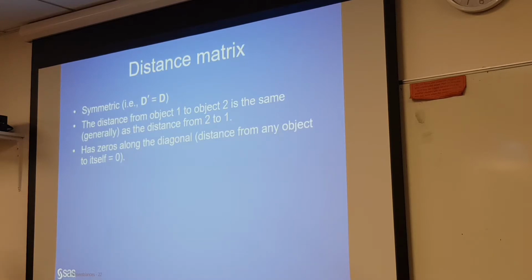The distance matrix has zeros along the diagonal, right? Which means the distance between any object and itself should be 0, which makes sense, right? They're identical to one another. So this is actually the starting point for a number of multivariate methods, especially non-parametric ones, most of which you won't learn. The two that you will learn are MDS and cluster analysis. So this idea of a distance matrix is going to be useful for cluster analysis as well.